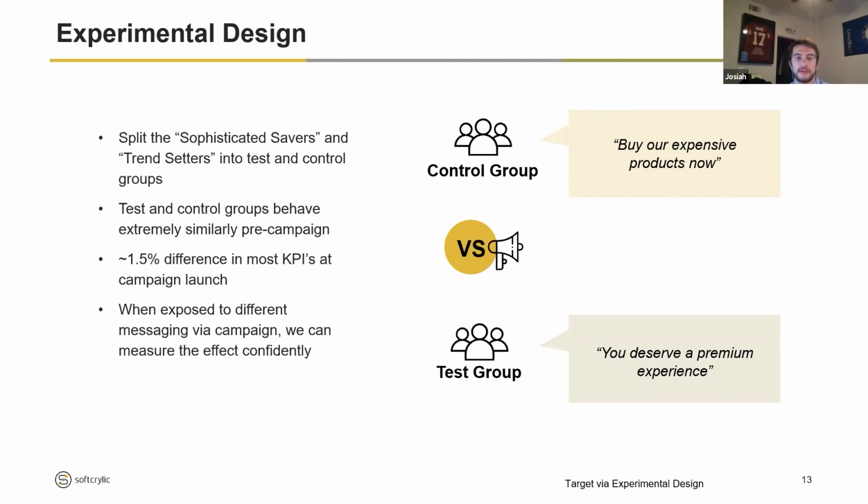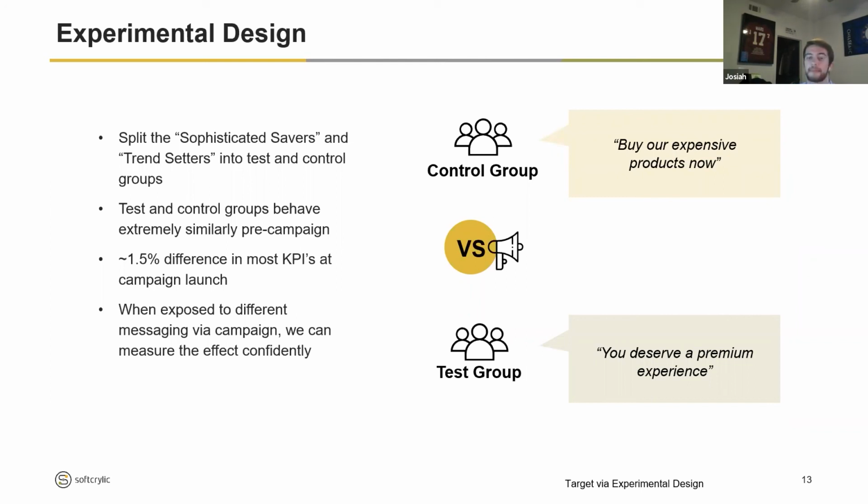And then we did a little bit more just to make sure this was actually going to be a good test. Prior to the campaign, we measured the behavioral differences between the groups and noticed that there was only about a 1.5% variance in behavior between the control group and the test group. And this gave us additional confidence that any differences and changes in behavior that we may or may not observe after the campaign launch can really be attributed to the campaign messaging, which is going to be the main difference between these two.